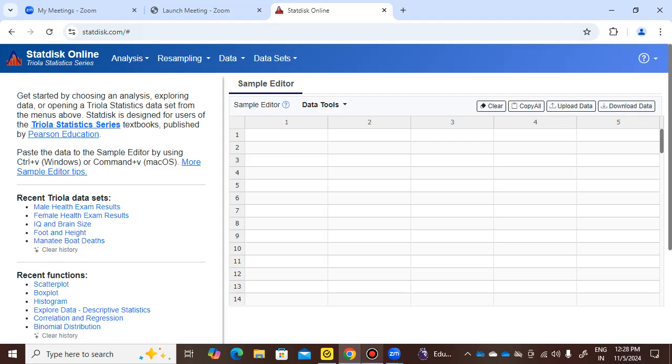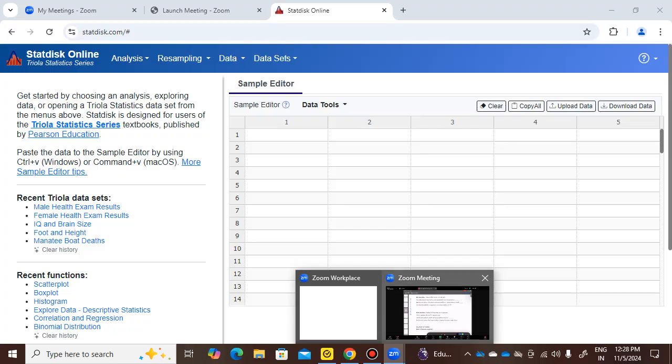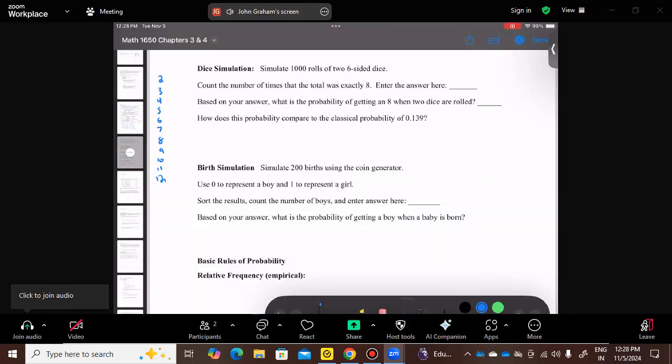Let me bring back the zoom. The only way to roll a 2 is a 1 and a 1. The only way to roll a 3 is a 2 and a 1 or a 1 and a 2. Go down to the 12: the only way to roll a 12 is a 6 and a 6. The only way to roll an 11 is a 5 and a 6 or a 6 and a 5.